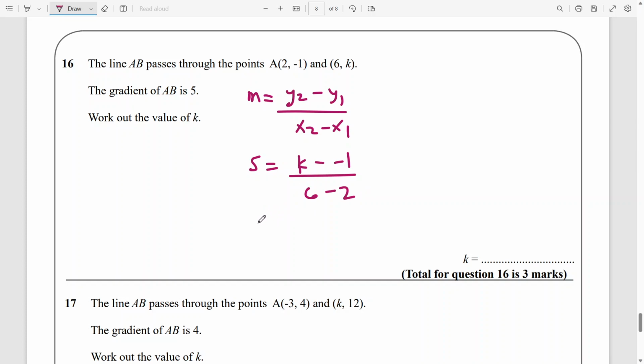Now, if you try to simplify this, minus and minus becomes a plus. So you have K plus 1, and 6 minus 2 is 4. So what we can do is to multiply 4 and 5. So that's going to be 20. And then you have K plus 1. And then you can subtract 1 on both sides. 20 minus 1. So K is definitely going to be 19.